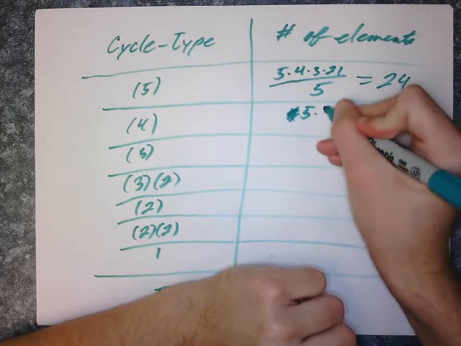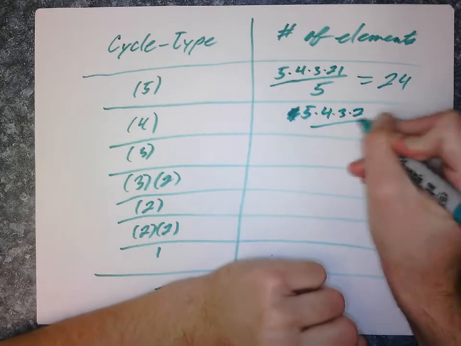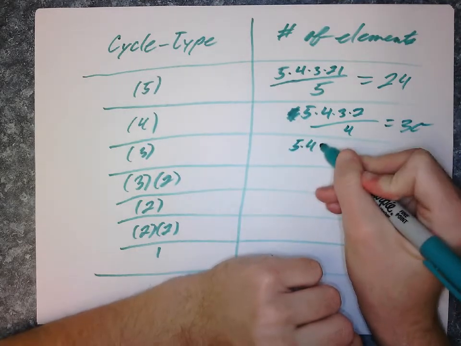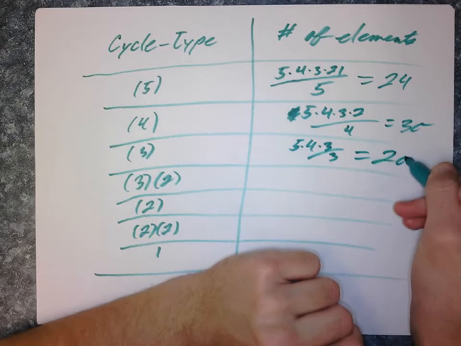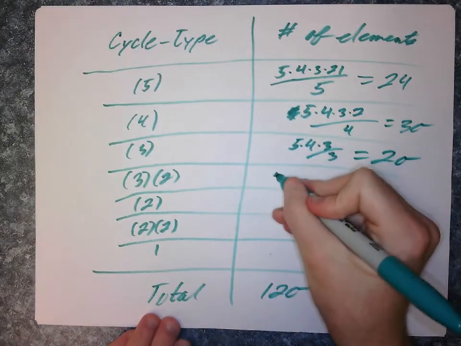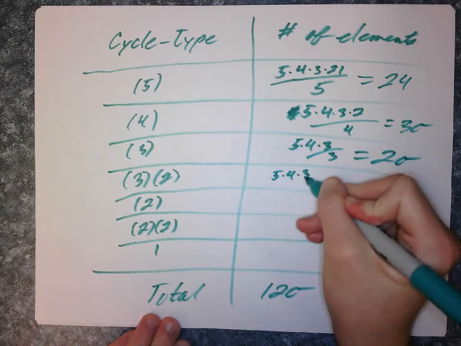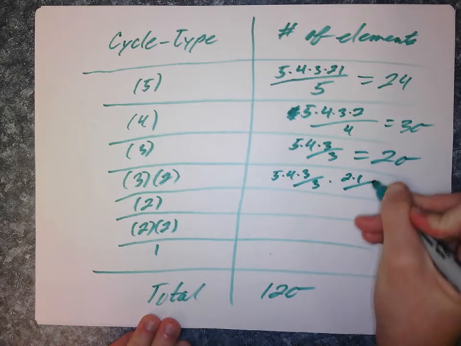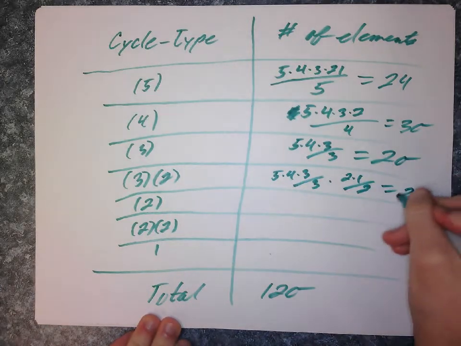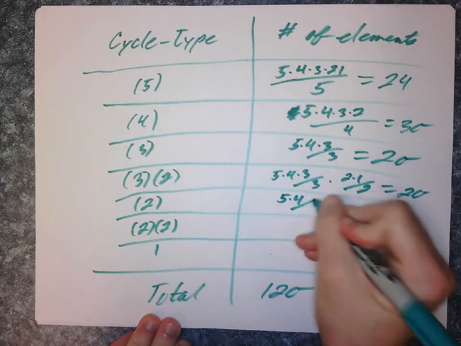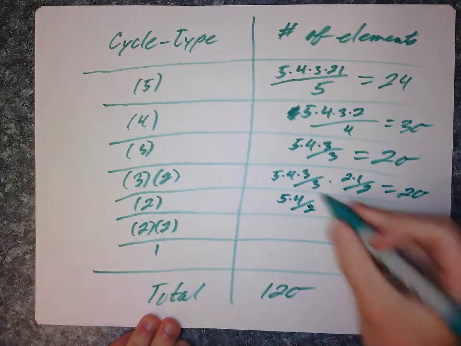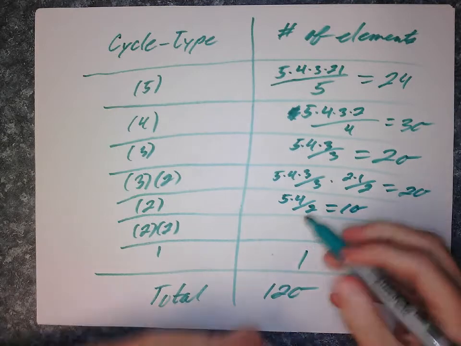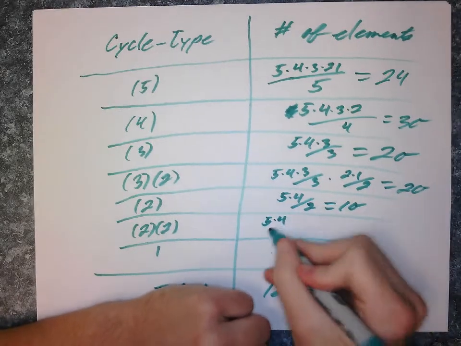Similarly, for this, you do 5 times 4 times 3 times 2. The last one doesn't matter. Then you divide it by 4, and so you get 30. This one, you'll just do 5 times 4 times 3 divided by 3, and you'll get 20. This one, you do 5 times 4 times 3, and then divide it by 3. And then for the 2 part, you do 2 times 1 divided by 2. And so you also get 20. For this one, 5 times 4 divided by 2, get 10. We'll skip this one for now. You'll get 1.